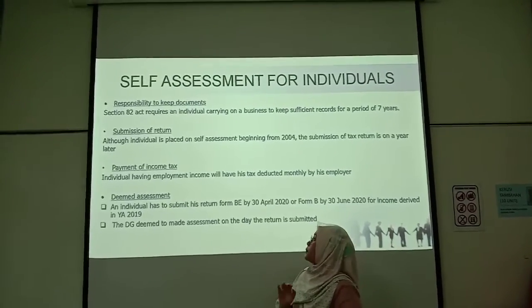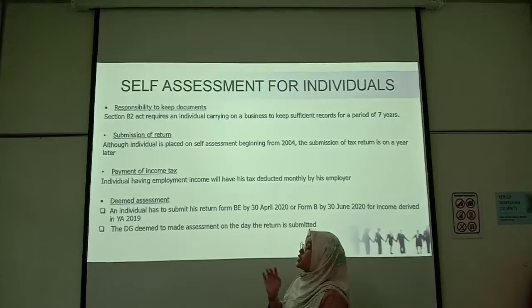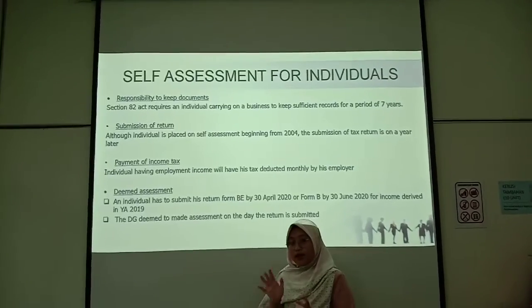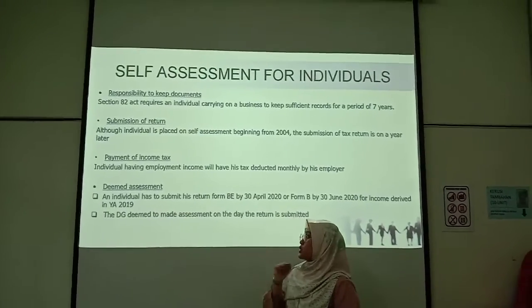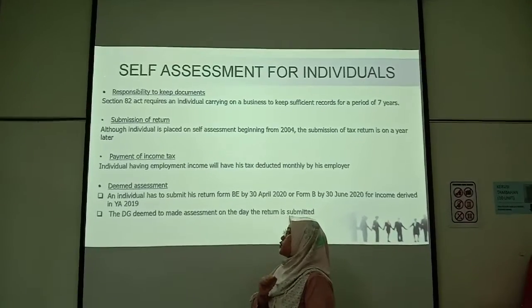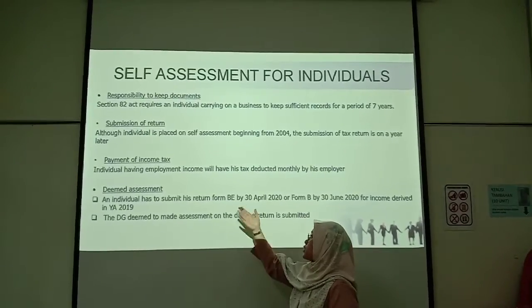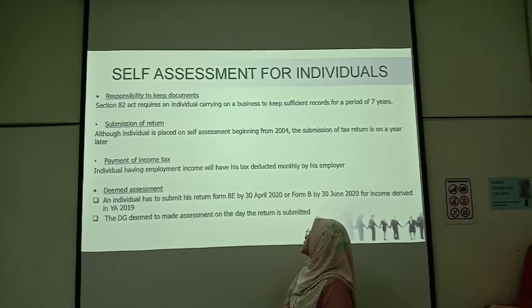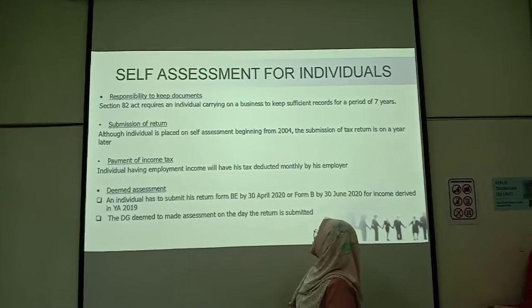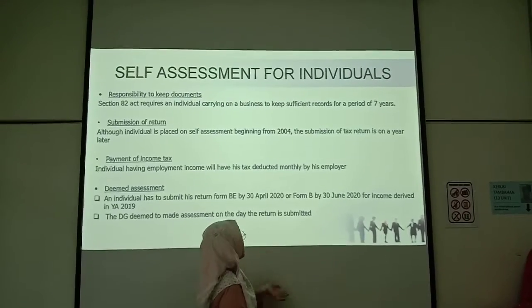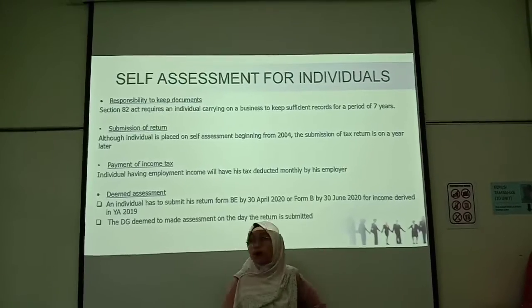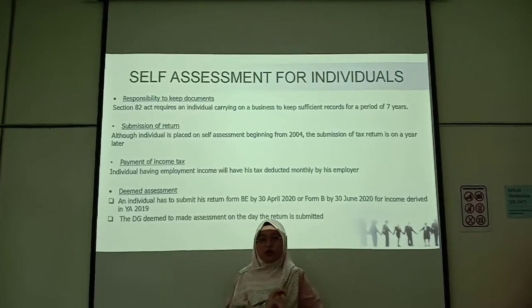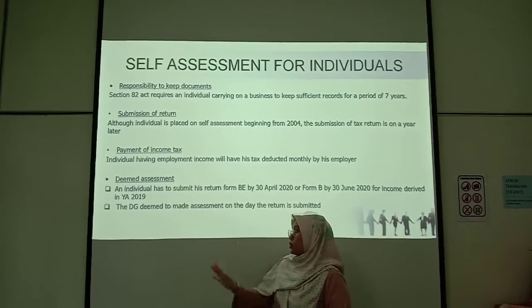Payment of income tax. Individual having employment income will have his tax deducted monthly by his employer. Deemed assessment. An individual has to submit his return Form BE by 30 April 2020 or Form B by 30 June 2020 for income derived in year of assessment 2019.